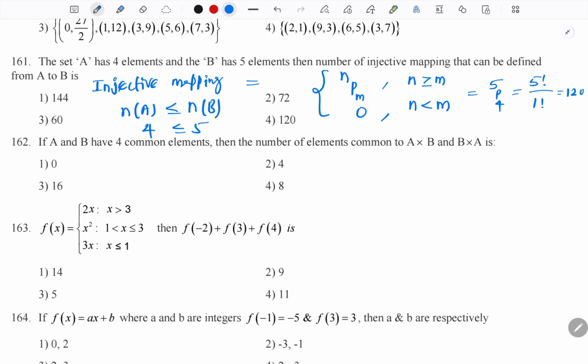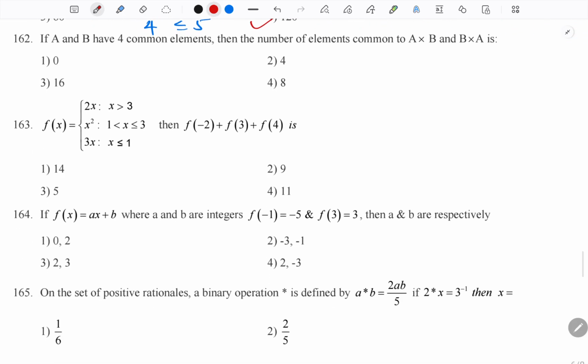120. Make sure, students. So which option is correct? 120. So option number 4. Next, if A and B have 4 common elements, then the number of elements from... It is very easy, right? I already gave this formula also.